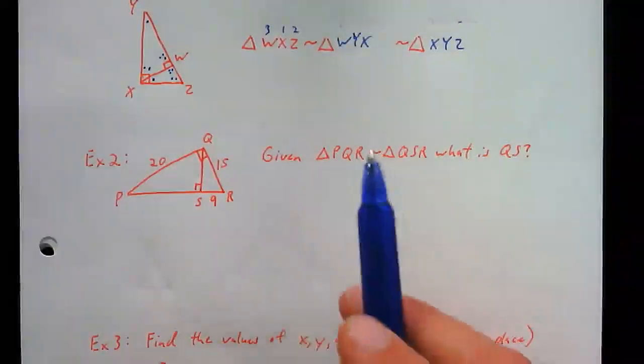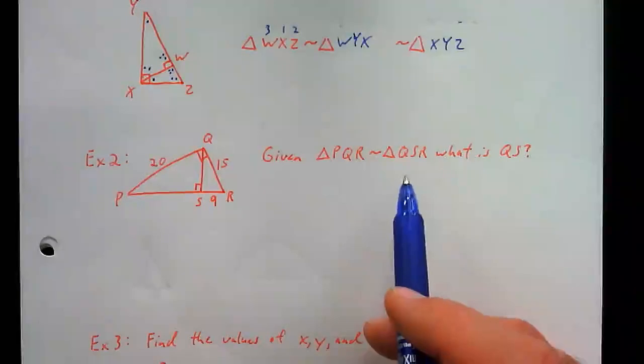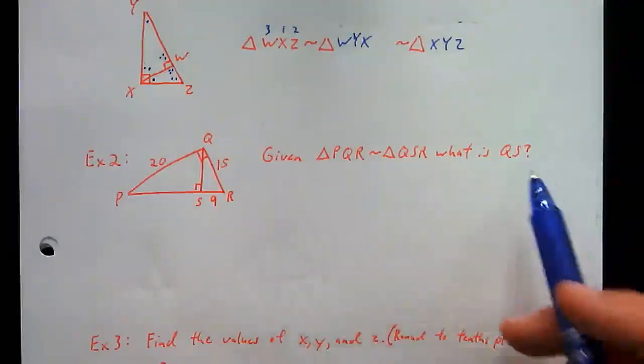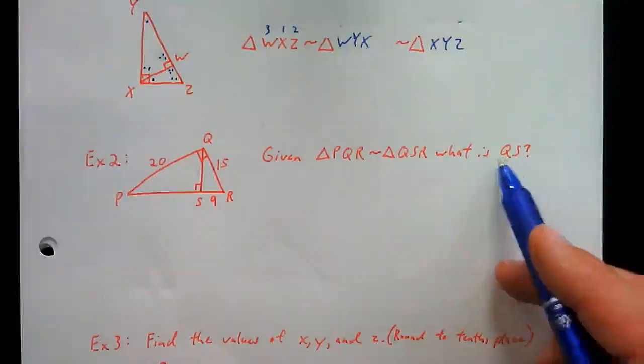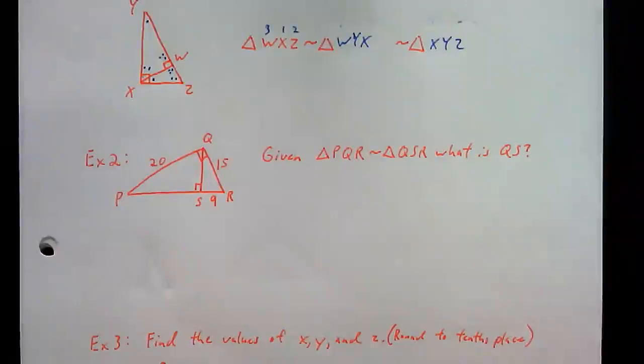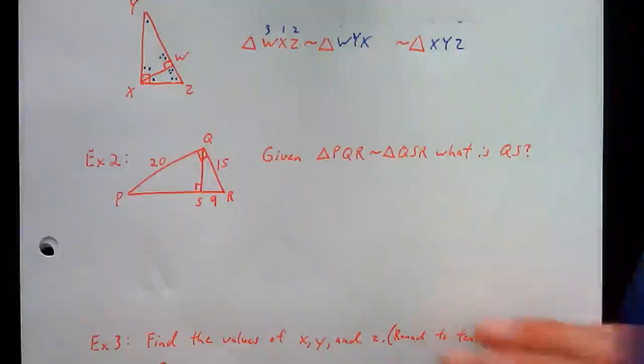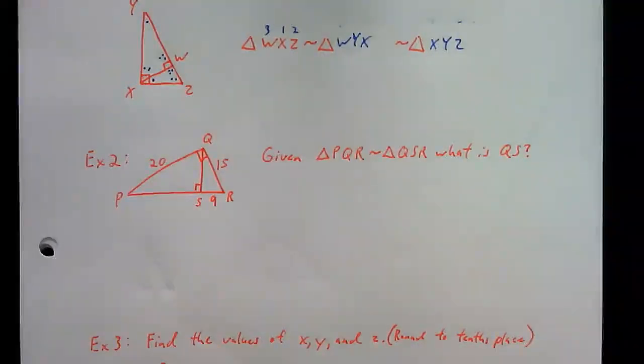On to the next one, we have a triangle given to us. It says, given triangle PQR is similar to triangle QSR, what is QS? So again, this is talking about the length of QS. Now, there's more than one correct way to solve this. Right now, the way this is set up, it's really just trying to get the idea that we have similar triangles, so it wants us to use proportions, and we need to look at the triangles to see how we can set them up so that they are similar to one another, and we can actually solve.